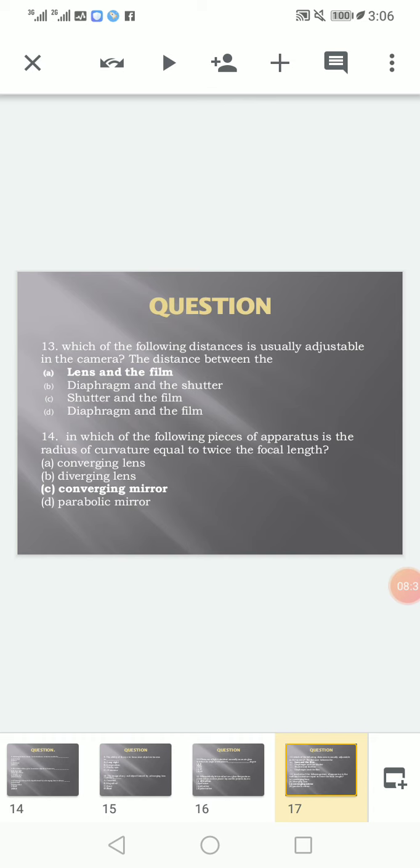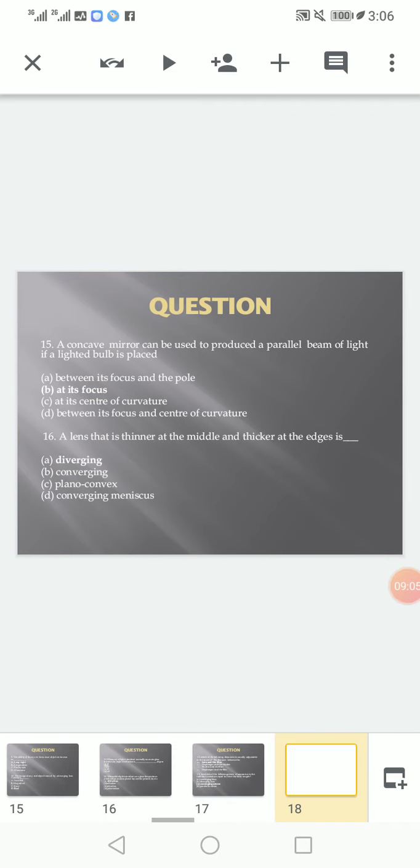In which of the following pieces of apparatus is the radius of curvature equal to twice the focal length? The answer is in a converging mirror. I repeat this question again. In which of the following pieces of apparatus is the radius of curvature equal to twice the focal length? The answer is in a convergent lens. So in a convergent lens, the radius of curvature is always equal to twice the focal length.